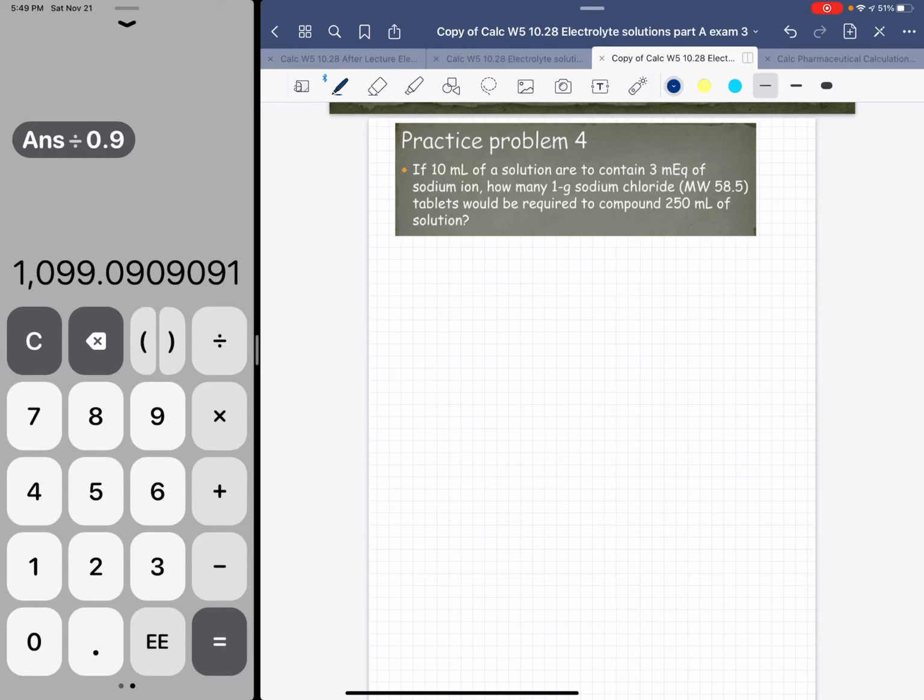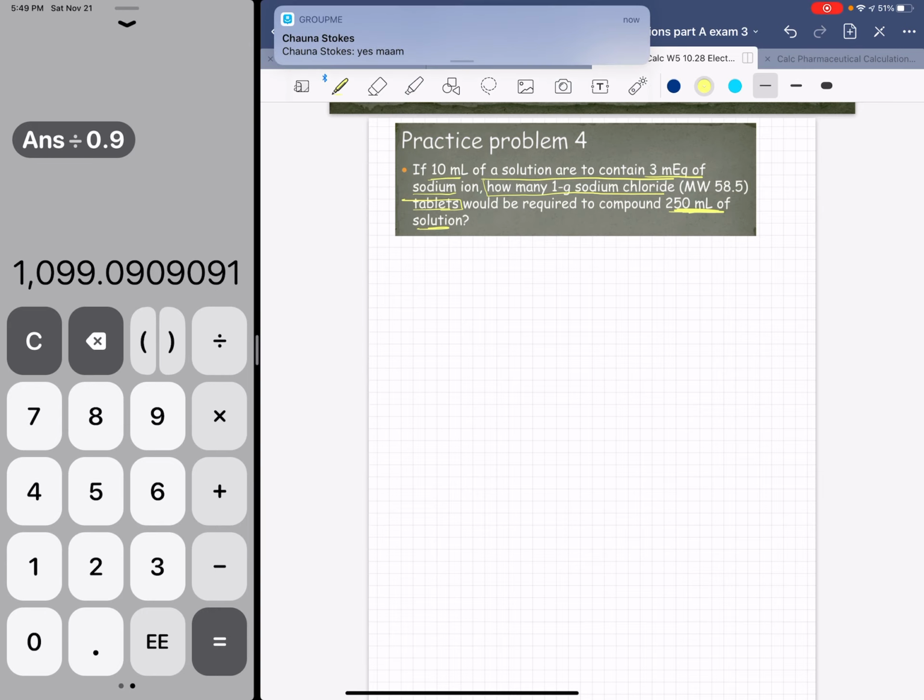Okay, moving on and working on practice problem number 4. Practice problem number 4 says if 10 mLs of a solution are to contain 3 milliequivalents of sodium ion, how many 1 gram sodium chloride tablets would be required to compound 250 milliliters of the solution? So we need to find out first how much the 10 milliliters weigh, how many tablets would make that, and then how many would go into the 250 milliliters.